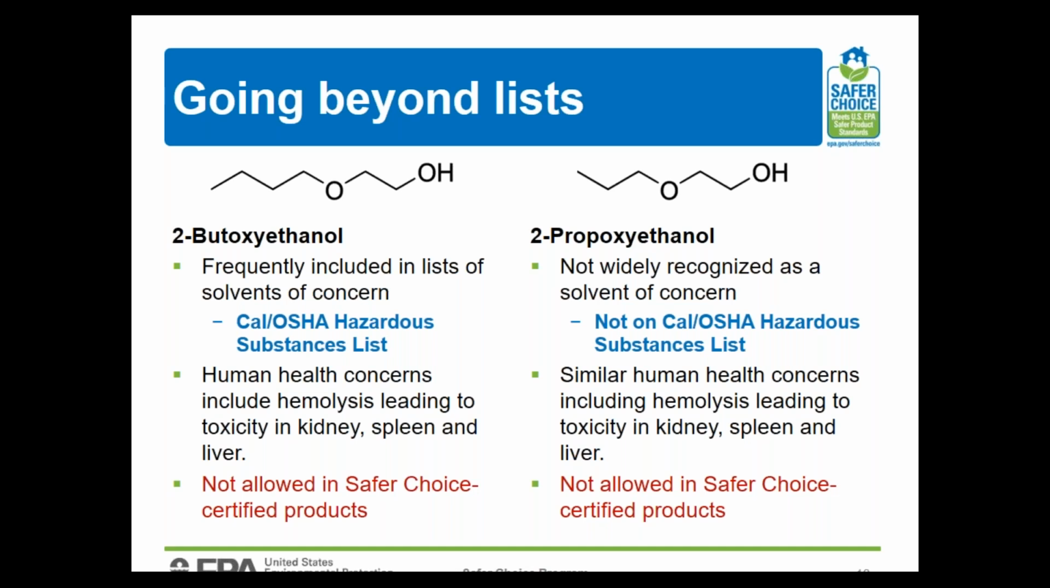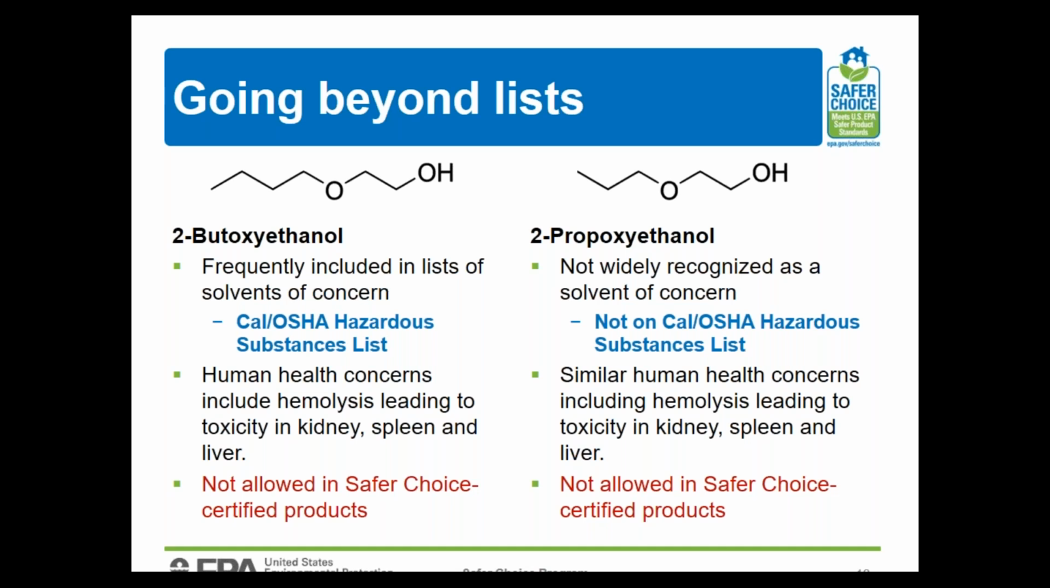So this slide is a nice illustration of how Safer Choice approaches our chemical review. On the left-hand side, we have 2-butoxyethanol. It's a listed chemical. It's on California's OSHA hazardous substances list. It has some health concerns, listed in the second bullet, and would not be allowed in Safer Choice certified products. So it does not meet our criteria.